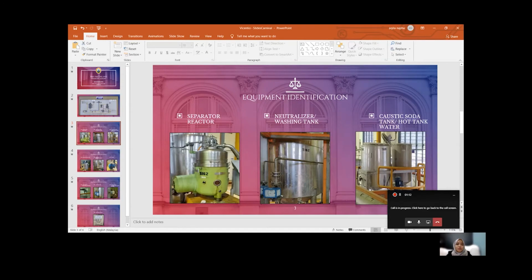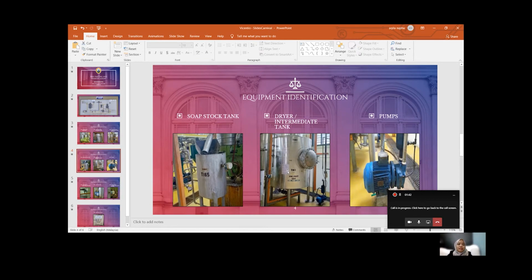Next, the equipment involved in the separator process. First, separator reactor, which separates the oil from the soap stock. Second, neutralizer or washing tank, which is the location where the mixing of the caustic soda and the oil occurs. Third, the caustic soda tank or hot water tank, which stores the caustic soda and hot water. Soap stock tank, which collects the soap stock from the separator. And next, the dryer or intermediate tank, which removes the extra moisture from the oil.